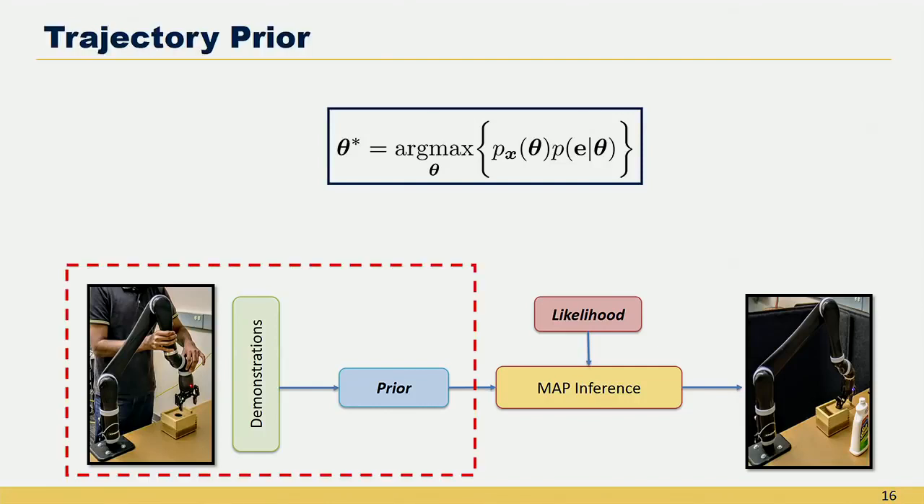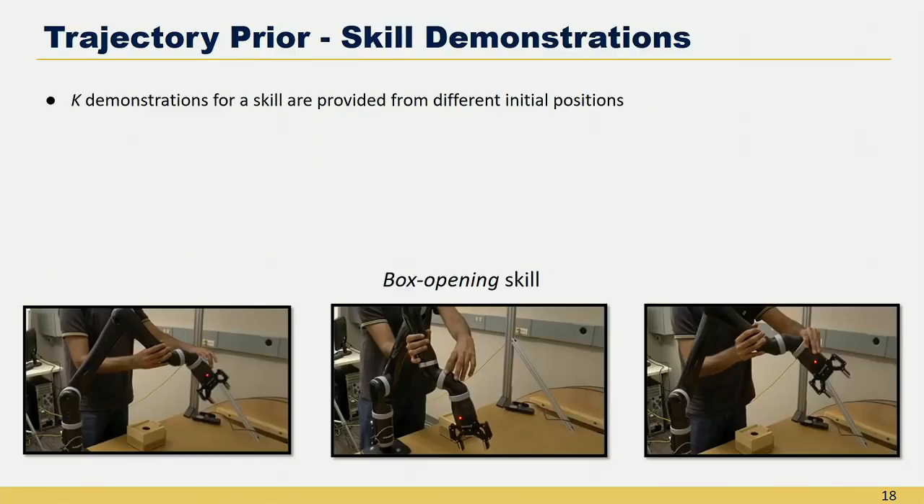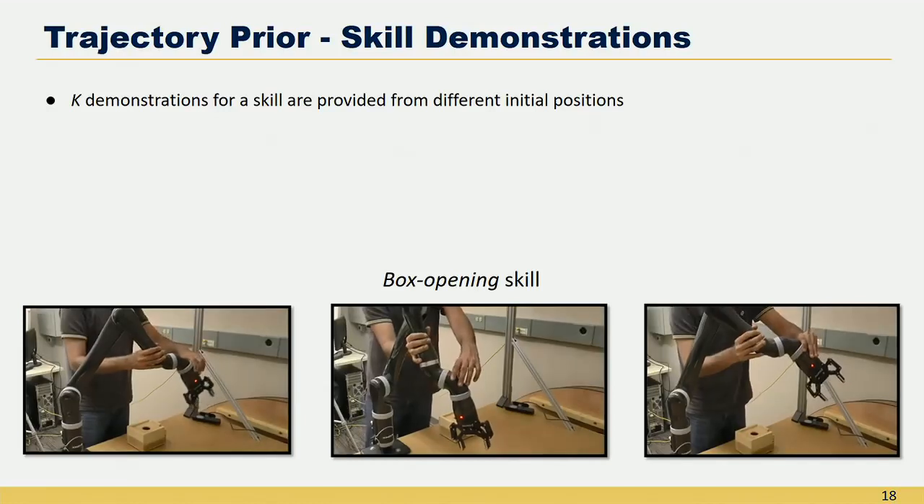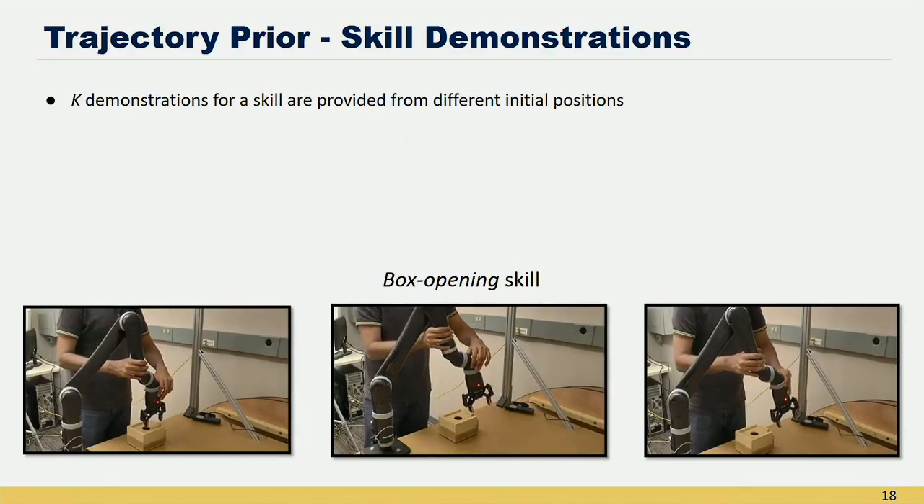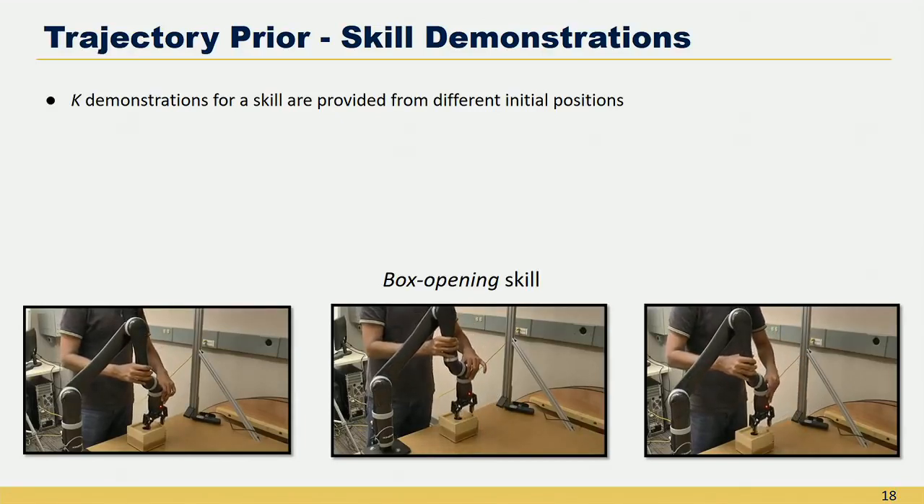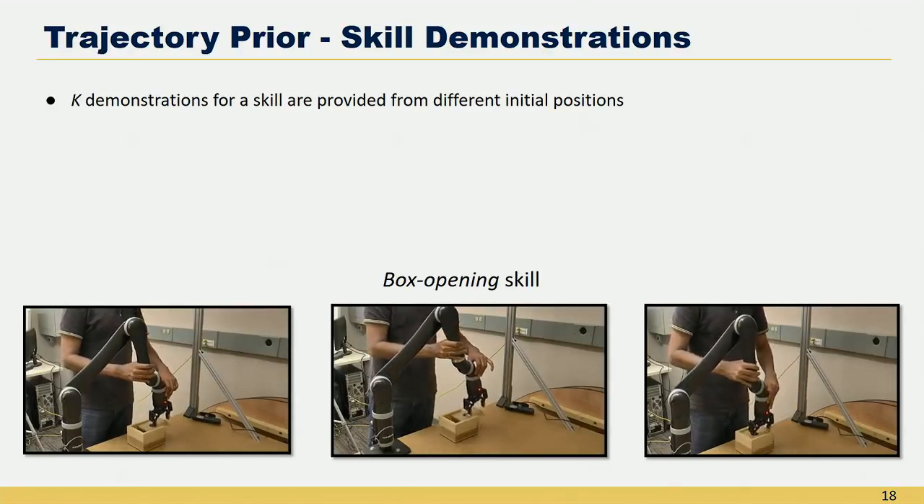So for the prior, a human provides multiple demonstrations for a given skill. In this case, I'm showing a box opening skill where demonstrations start from different initial positions. They reach a box, which is shown there, and all of these demonstrations slide it sideways to open this particular box. As you can see, all the motions are highly constrained towards the end in both positions and velocities.